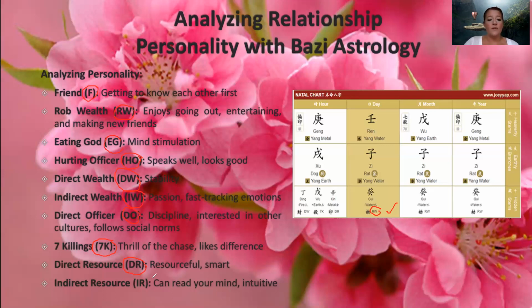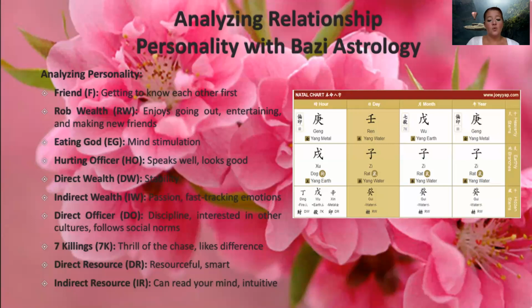And then lastly, we've got Indirect Resource. Indirect Resource people are very intuitive. They know exactly what you're thinking and what you actually have in mind. So don't try to lie to them. They will know exactly, and then they will feel very betrayed. So they are intuitive. Don't hide from them what you're really thinking or what you really want. That would not go very well.